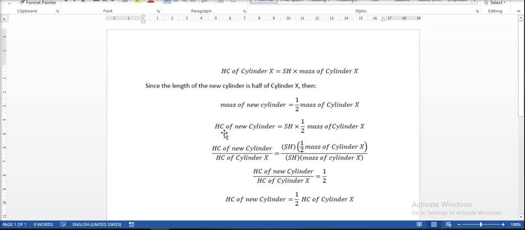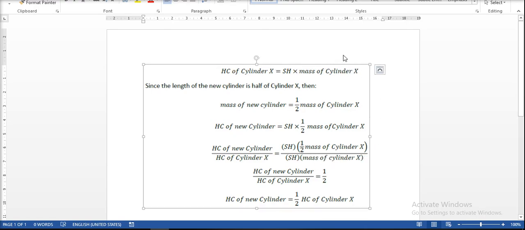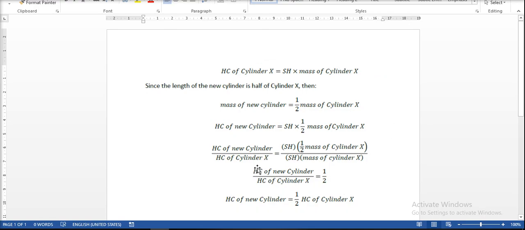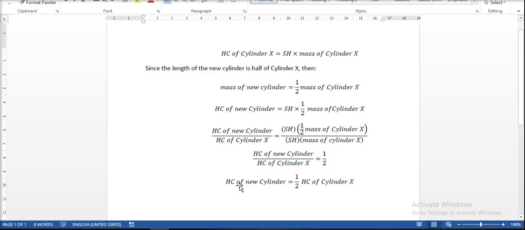Now we have to compare the HC of the new cylinder to cylinder X and find out the ratio. So we divide the left hand side and right hand side by the HC of cylinder X, which is SH times mass of cylinder X, the first equation out here. Then when we cancel out mass of cylinder X and the SH, we're left with HC of the new cylinder over the HC of cylinder X, which is equal to half. And finally, HC of the new cylinder is going to be half the HC of cylinder X.